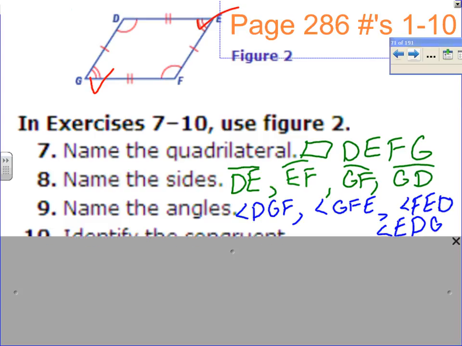Okay, number 9, naming the angles. I named them with 3 letters. You may also just name them with the vertices. So angle DGF, angle GFE, angle FED, angle EDG. You may also name them as angle G, angle F, angle E, angle D. Don't have the m in front of it because you're just naming it. You're not giving the measurement, you're just naming it.